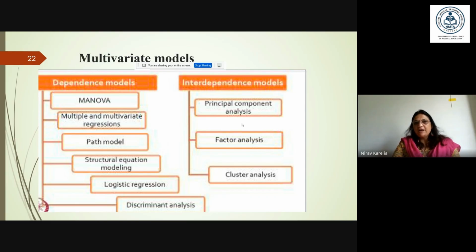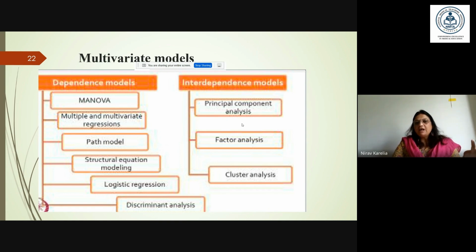Like in the first example I gave, teaching method is the independent variable and exam score is the dependent variable. When you can clearly label which variable is independent and which are dependent, you can use the dependence methods of multivariate analysis: MANOVA, regression, path model, structural equation modeling (SEM), logistic regression, and discriminant analysis.